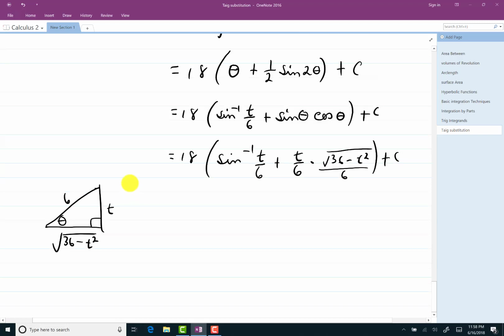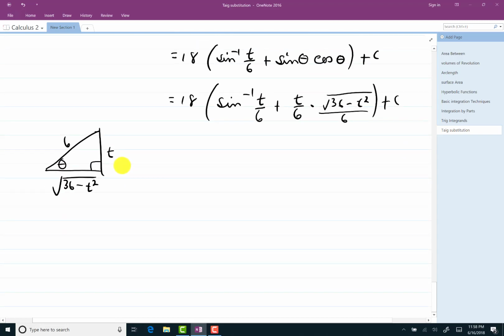You can clean up if you want to. I'm not sure that I see a real reason to. I probably put parentheses around that. I guess you could clean this piece up a little bit, instead write it over 36, whatever you need to do. But that is the correct answer.